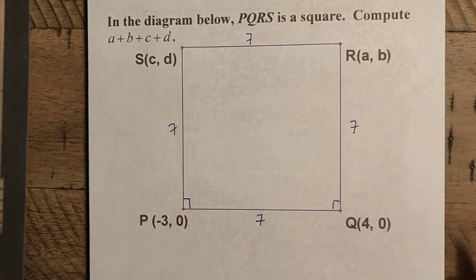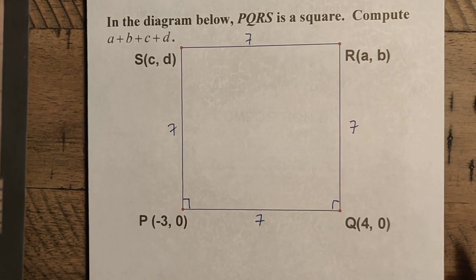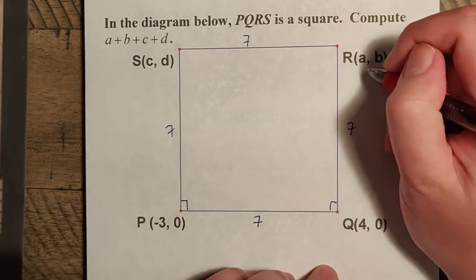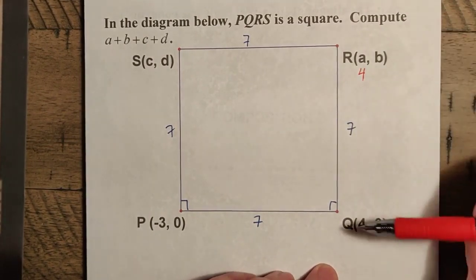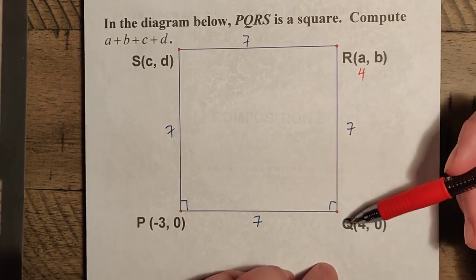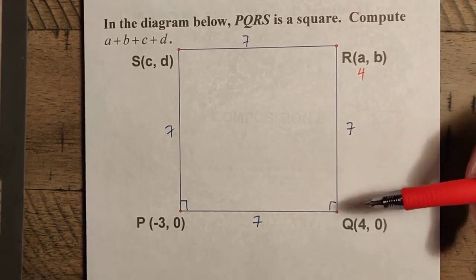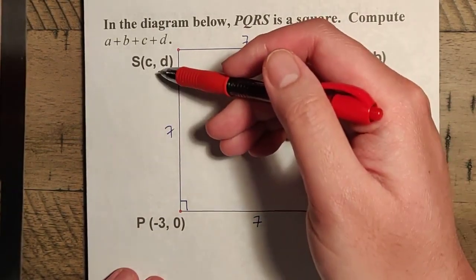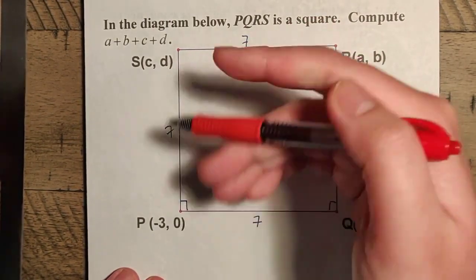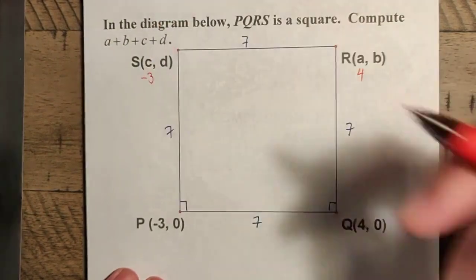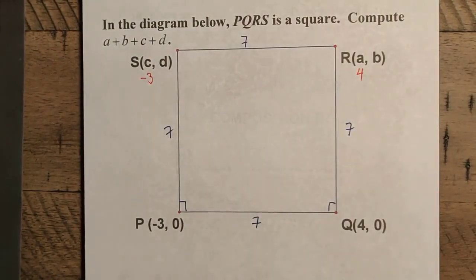Now, one thing you may remember about vertical lines is that the x-coordinates are the same. The run doesn't change, the rise does. So we can very easily show that A is 4, because it's going to inherit this x-coordinate from Q, and by the same token, point S is going to inherit the x-coordinate from P, and we know C is negative 3. Okay, now we can go for B and D.